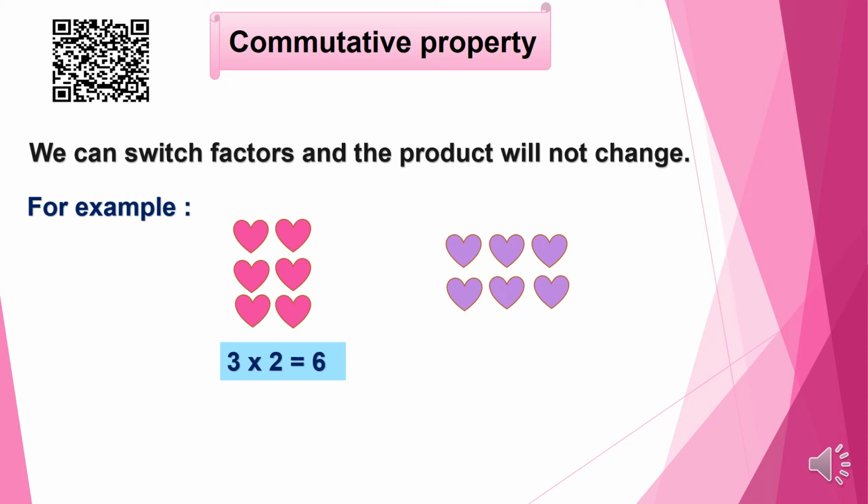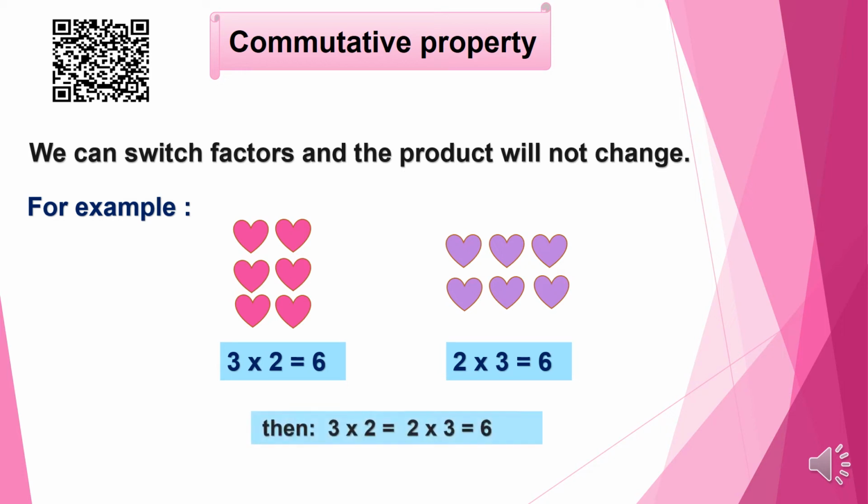The next array, I have 2 rows. In each row, 3 hearts. So, I can say 2 times 3 equals 6 also. So, when I switch the factors, the product remains as it is. So, 3 times 2, it's the same. 2 times 3, all of them equal.